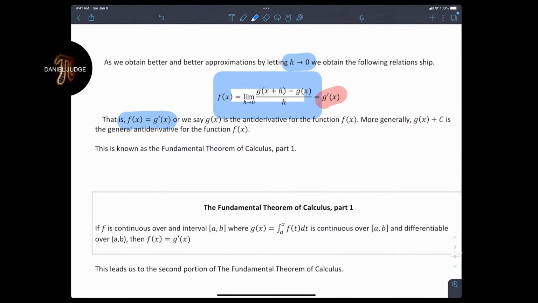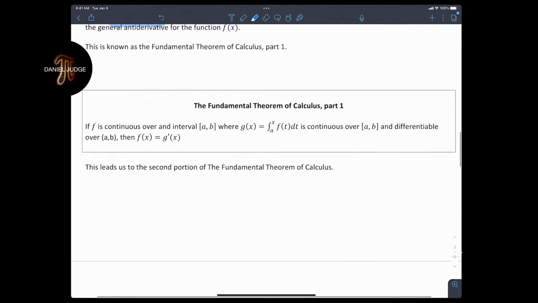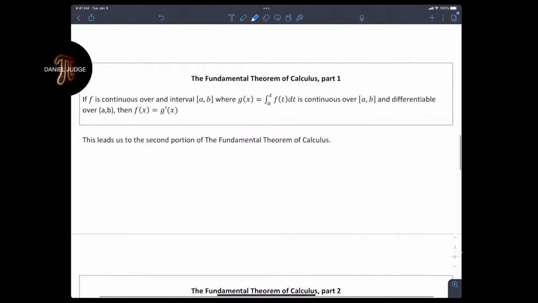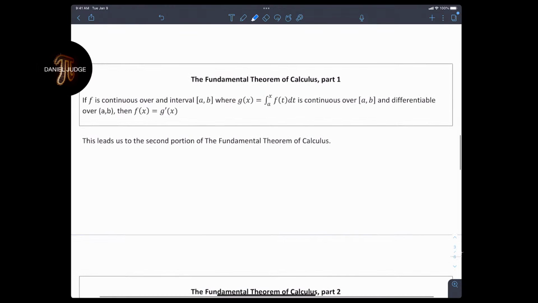So this is kind of the essence of the Fundamental Theorem of Calculus part 1. It's the essence of it. And I summarized it right in here. So here's the summary. That f is a continuous function over an interval [a, b], a closed and bounded interval, where g is defined this way, as the integral from a to x of f of t dt, it's continuous over that same interval, and it's differentiable over the open interval (a, b). Then f here is equal to g prime of x. And that's what we just showed.